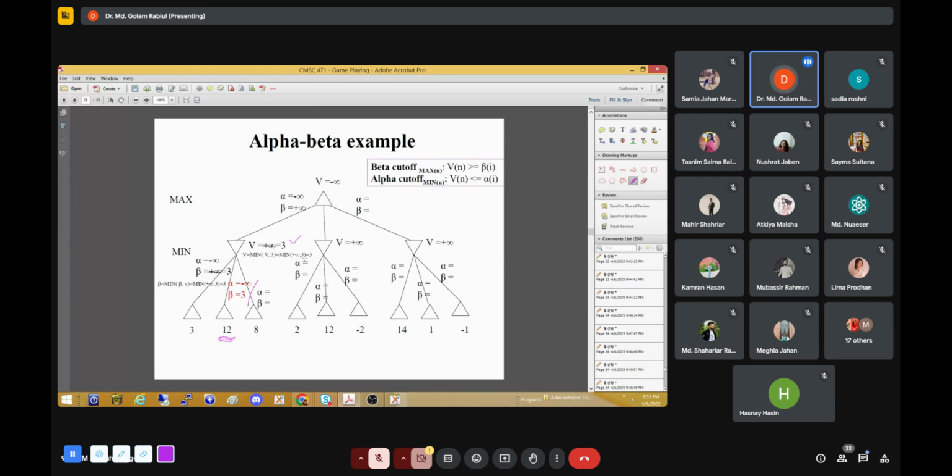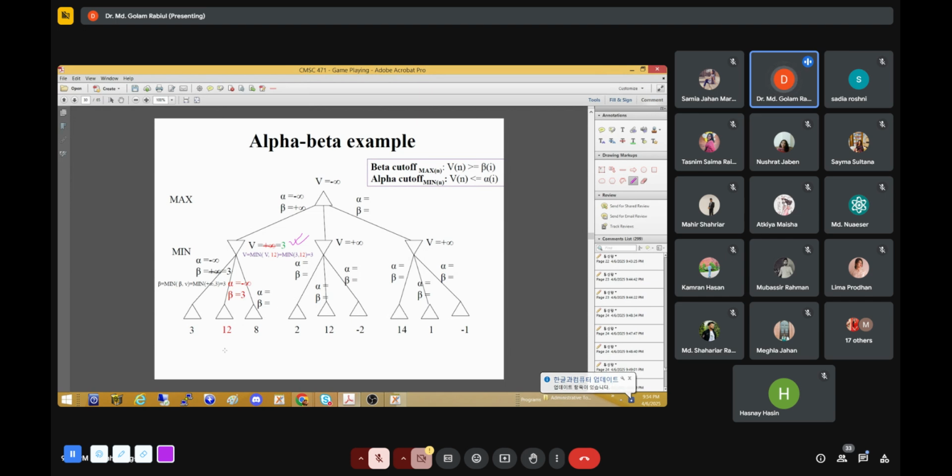Previously we had v as 3, but now the new value is 12. Between these two, which one is minimum? You can see here, v is 3 and the new value is 12. Which one is minimum? Minimum is 3. So that means it holds the previous value. Okay, that is the 3.